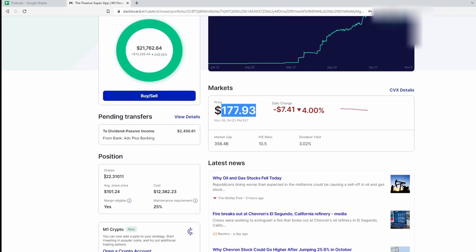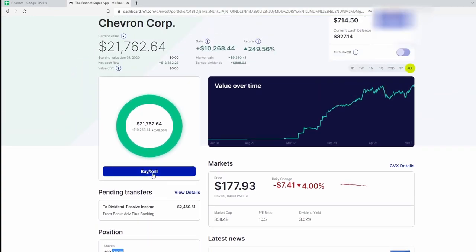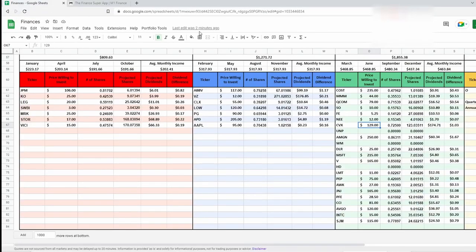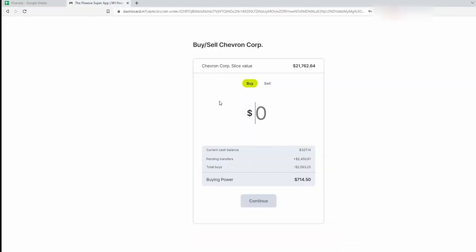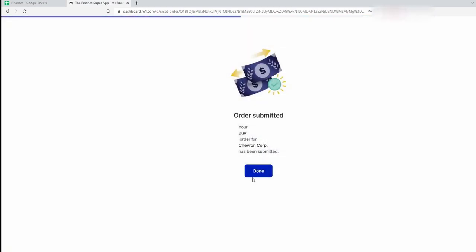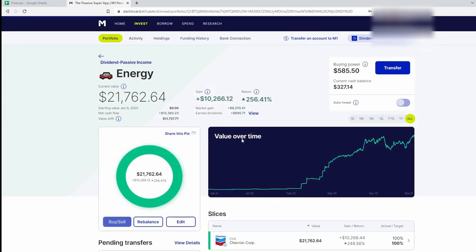To just go into the next share, because I have 122, I don't want to lose that 0.31. Sure, my cost basis will go up a little bit, but I'm still way below. So let's put in $129 into Chevron. Very, very nice.